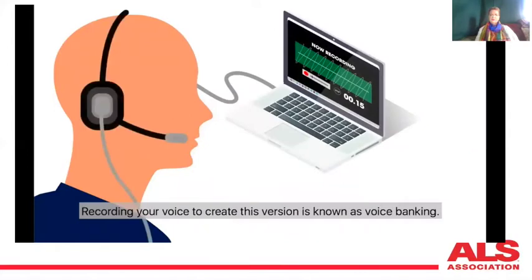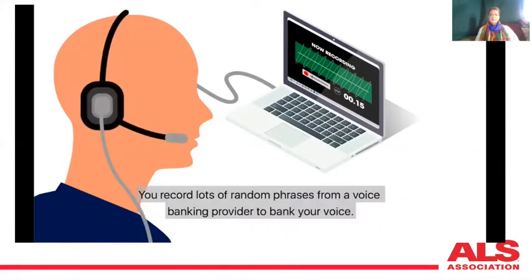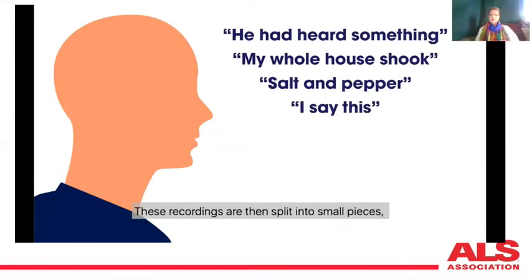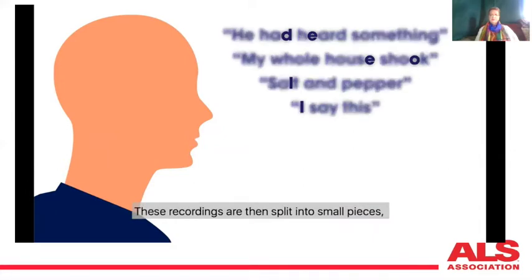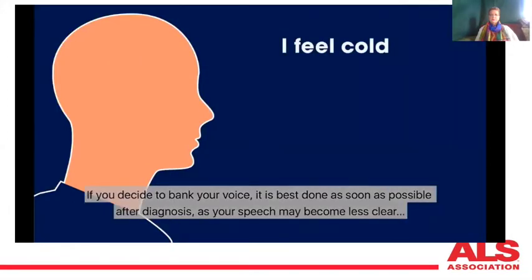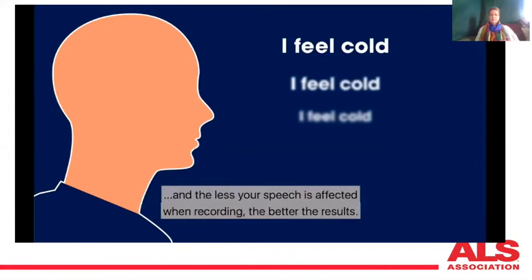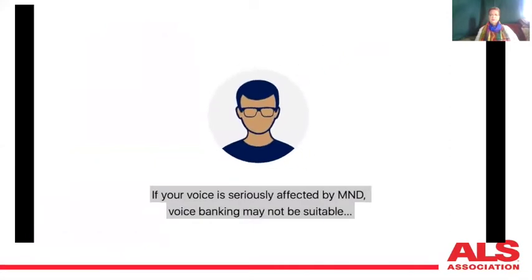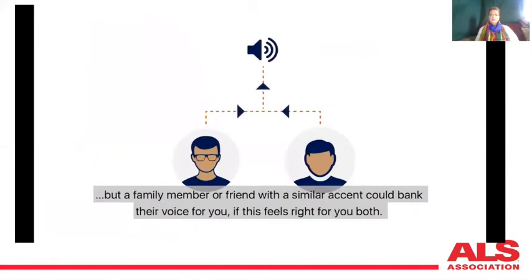Recording your voice to create this version is known as voice banking. You record lots of random phrases from a voice banking provider to bank your voice. These recordings are then split into small pieces, so you can create sentences as needed on your communication aid. If you decide to bank your voice, it is best done as soon as possible after diagnosis, as your speech may become less clear, and the less your speech is affected when recording, the better the results. If your voice is seriously affected by MND, voice banking may not be suitable. But a family member or friend with a similar accent could bank their voice for you if this feels right for you both.